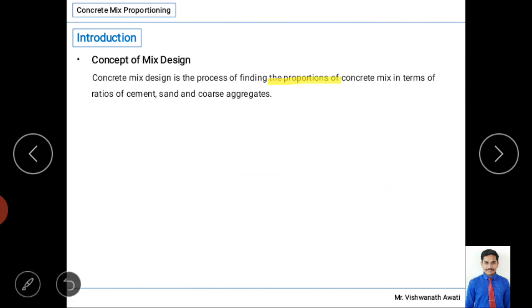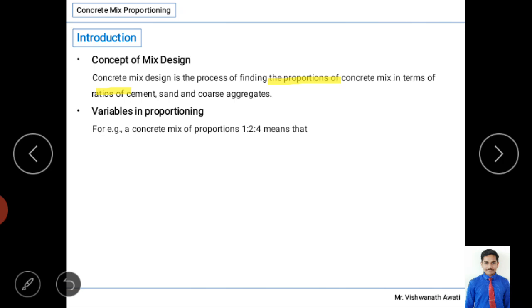We know concrete is made of different materials, so the proper and exact materials we have to select, otherwise it will affect the strength. So mix design is finding the proportions of the concrete mix in terms of ratios, which is very important: the ratios of cement, sand as fine aggregate, and coarse aggregate. So you understood what we mean by mix design: mainly the calculation of cement content, fine aggregate content, and coarse aggregate content.